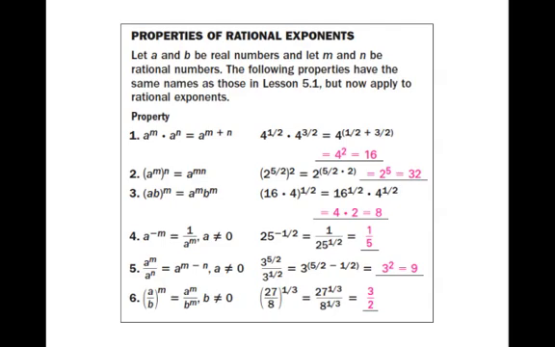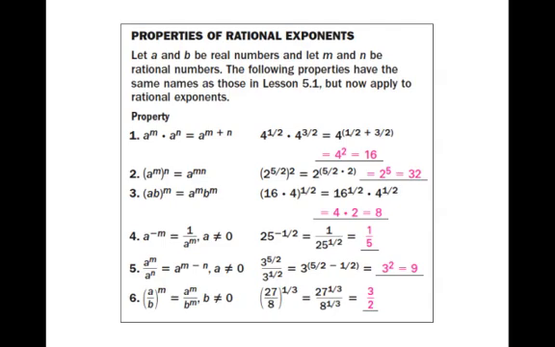ab to the nth power. That means we're going to raise a to the nth power and b to the nth power. So when we have 16 times 4 all to the 1/2 power, that's equal to 16 to the 1/2 power times 4 to the 1/2 power. 16 to the 1/2 power is the same thing as square root of 16, and so that's 4. 4 to the 1/2 power, that's the same thing as square root of 4, and so that's 2. 4 times 2 is 8.